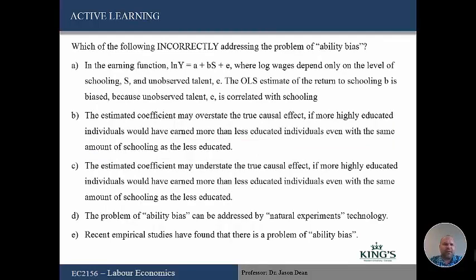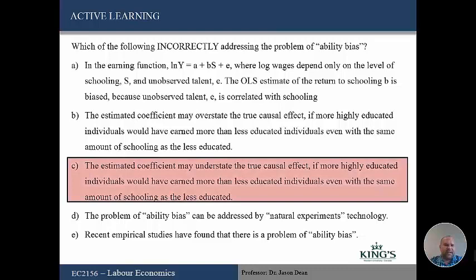Now, which of the following incorrectly addresses the problem of ability bias? So remember, ability bias is the fact that the estimates of the returns to schooling could be overstated because of ability not being controlled for. So I'll give you a second to think about the answer. You may want to pause the video. Okay, so the answer is C. This is the one that's incorrect. Okay, they don't understate, they overstate the true causal effect.